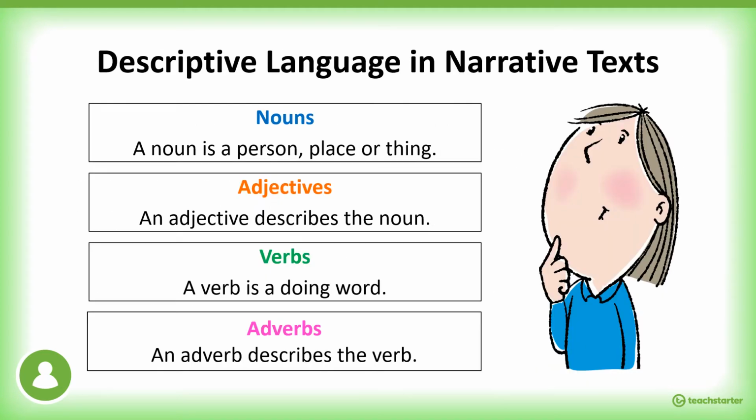Here you can clearly see the different definitions of the 4 key language features that we're going to be focusing on today. So a noun is a person, place, or thing. An adjective describes a noun. We might also find some adjective phrases, and that's going to be a group of adjectives. A verb is a doing word. An adverb describes a verb usually, or it can also describe another adverb or an adjective. And sometimes it might be an adverbial group as well.